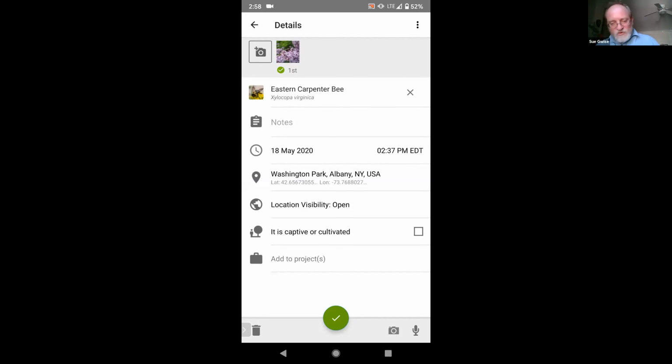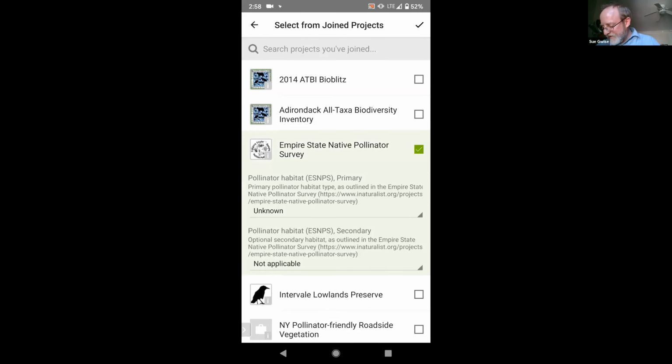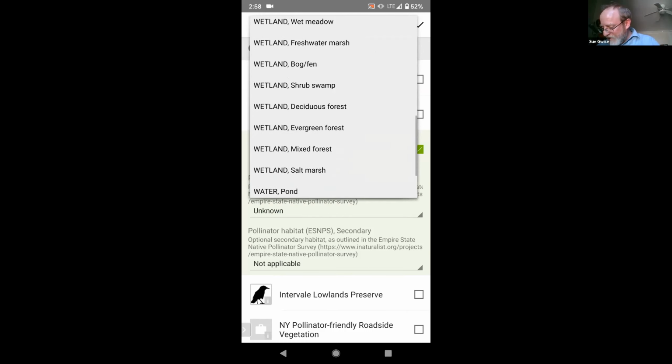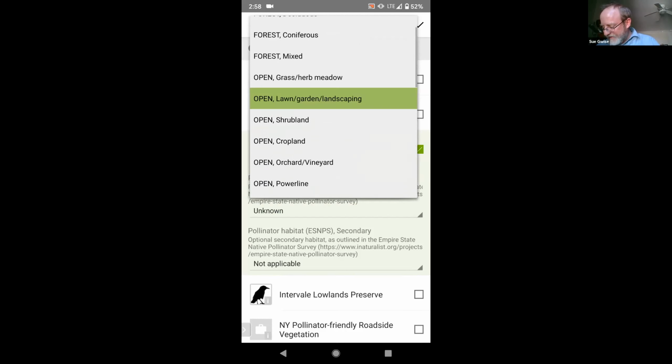And then I just add it to our project. The very bottom says add to projects. I'm going to select the Empire State Native Pollinator Survey. We have a couple habitat fields we'd like you to fill out really quick. You'd say, oh, it was in a park, so here's forest, open, wetland, different types. And I'm going to call it lawn, garden, landscaping.